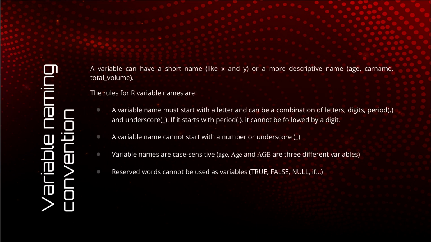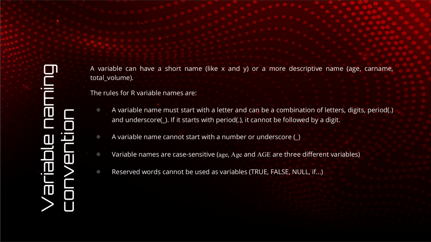Now let's briefly talk about variable naming conventions. A variable can have a short name like x or y, or a very descriptive name like name, age, car name, etc. A general rule is that if you are using your variable for a very short duration, and it has a very small scope, then it can have a short name like x, y, or i. But if you are using a variable for your entire script or for a longer duration, it should have a descriptive name like name, age, or car name.